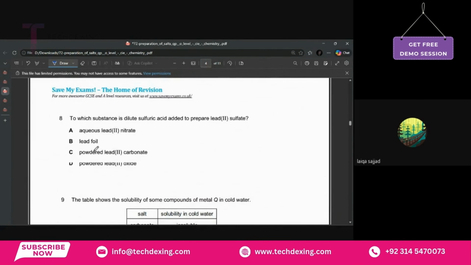Okay, so to which substance is dilute sulfuric acid added to prepare lead sulfate? Dilute acid added to prepare lead sulfate. Aqueous lead nitrate. Option A. Very good, excellent.